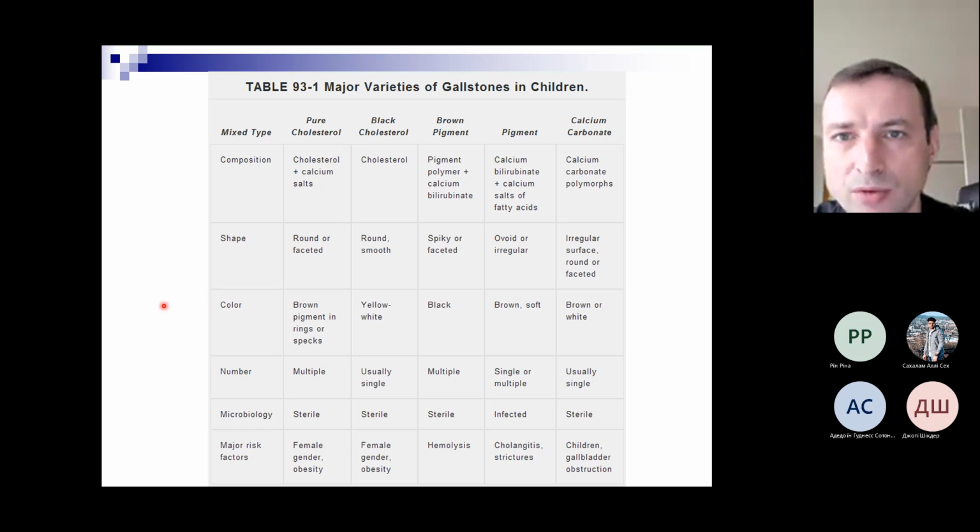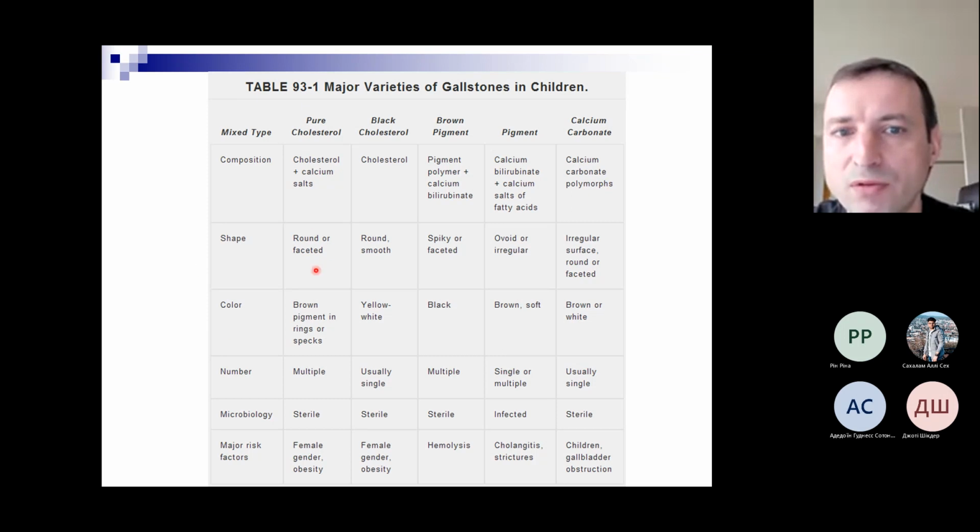Major varieties of gallstones in children are divided by composition. It may be cholesterol with calcium salt, cholesterol, pigment, polymer plus calcium bilirubinate. It's brown pigment stones: calcium bilirubinate plus calcium salts of fatty acids, and calcium carbonate polymorphs.